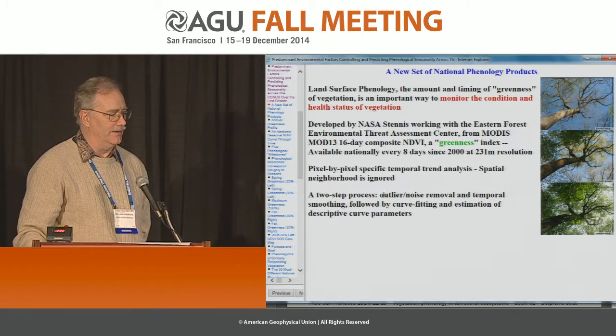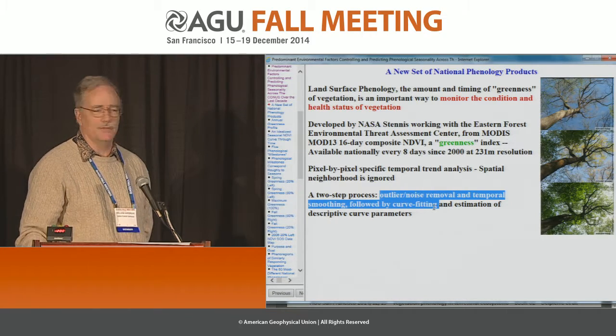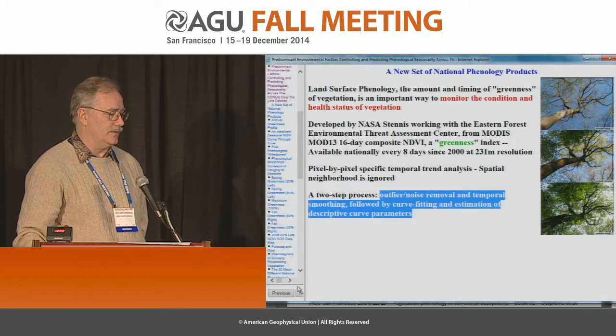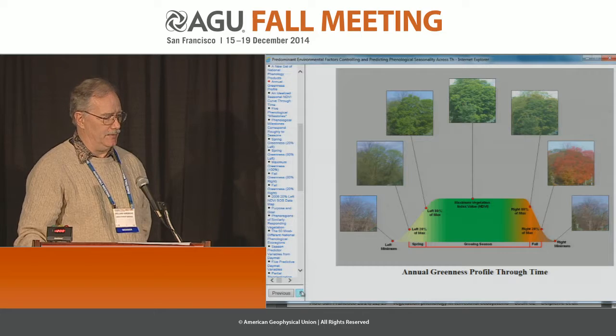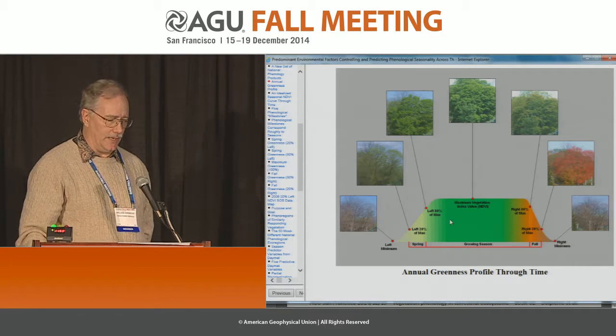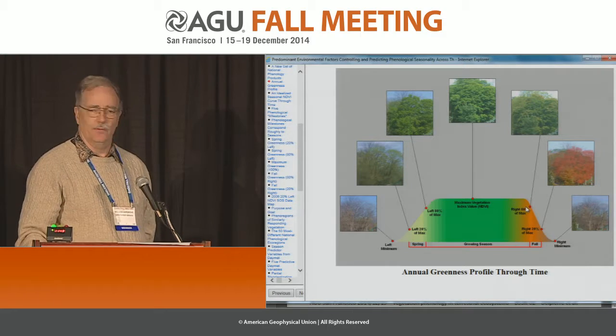They removed outliers and noise, and they've done a temporal smoothing, and then they follow that by a curve fitting and estimation of some things we call phenology parameters. Let me show you what I mean. This is an NDVI curve, an annual curve, time across the bottom, and they find certain parameters. I want to concentrate on these 5 here in the middle. This is the left 20% of the maximum, the left 80% of the maximum, the maximum itself, and then post-maximum, right 80% and right 20%.